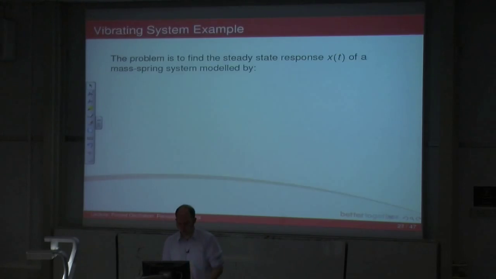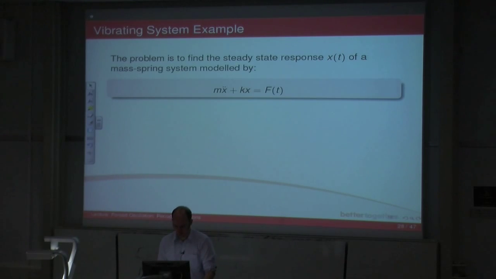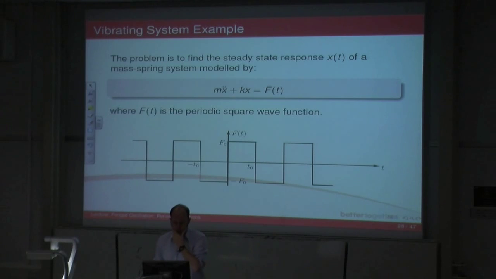So that's how you go about solving to find x of t. And so, like I said, we've got an example here. It's a mass spring system, so I'm not worrying about damping in this case. And here's my square wave, okay? So this is my forcing function. I've got my mass spring system, and this is the function I'm applying to it. What is the response going to look like?